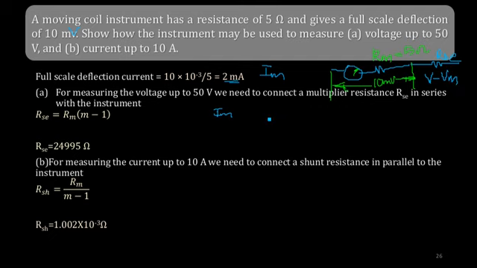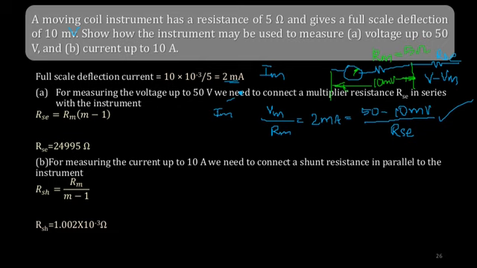So Vm is 10 millivolt. Vm divided by Rm, which is already obtained as 2 milliampere, will be equal to V minus Vm divided by Rsc. What is V? V is the voltage to be measured, 50 volt. So 50 minus Vm, which is 10 millivolt, divided by Rsc. Rsc is unknown, so you can easily calculate the value of Rsc.